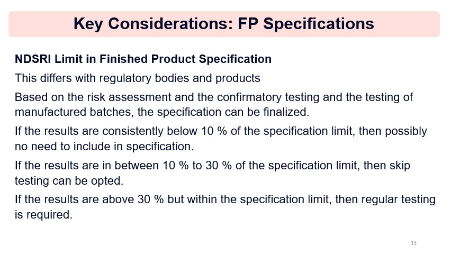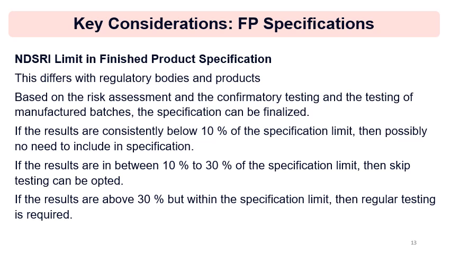So based on the risk assessment and the confirmatory testing, if the testing of the manufacturing batches is done and you find the results are consistently below 10% of the specification limit, then possibly there is no need to include the impurity in the specification and also testing is not required. If the results are between 10% to 30% of the AI, that is the acceptable limit, then you can go for skip testing. And if you get the results of nitrosamine or NDSRI consistently above 30%, but below the specification limit, that is below the AI limit, then the testing is required.